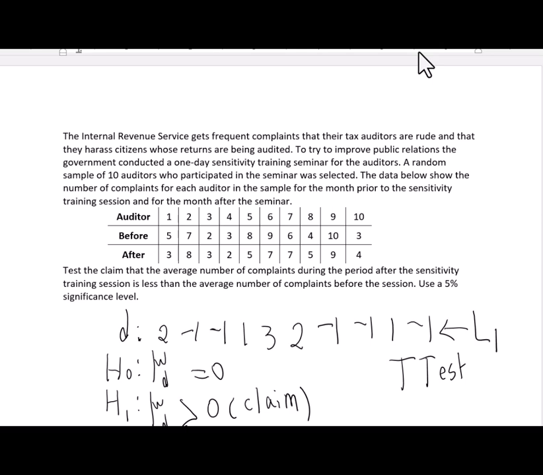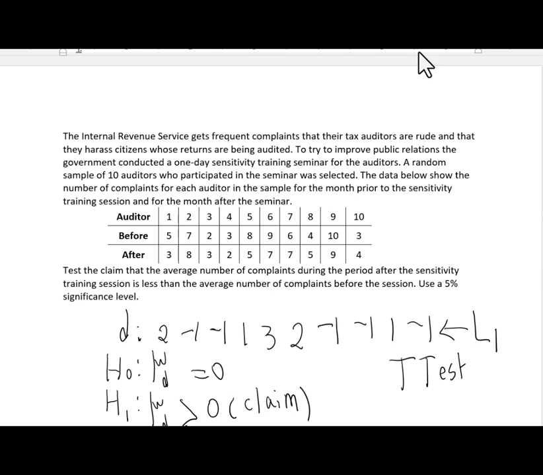The way we test the hypothesis for dependent samples is very different from independent samples. So let's read this question. The IRS gets frequent complaints that their tax auditors are rude and that they harass citizens whose returns are being audited. To try to improve public relations, the government conducted a one-day sensitivity training seminar for the auditors. A random sample of 10 auditors who participated in the seminar was selected. The data below show the number of complaints for each auditor in the sample for the month prior to the sensitivity training, and then how many complaints they got after they received the training.